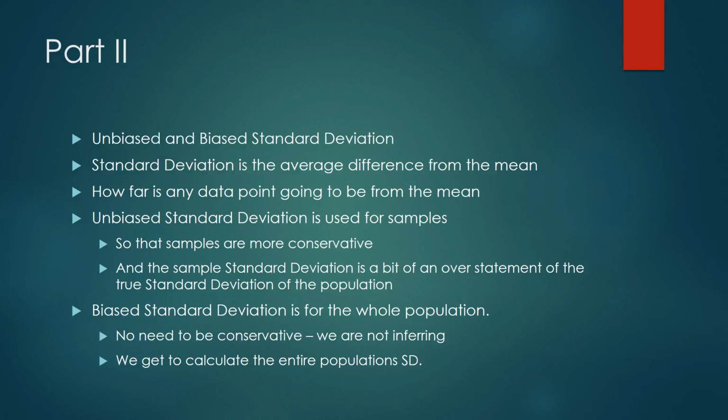An unbiased standard deviation is used for samples, and that's an important distinguishing factor. It's used so that samples are more conservative, and the sample standard deviation is a bit of an overstatement of the true standard deviation of the population. Well, what does that mean? Okay, what does it mean to be more conservative?